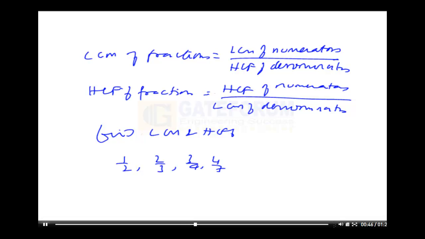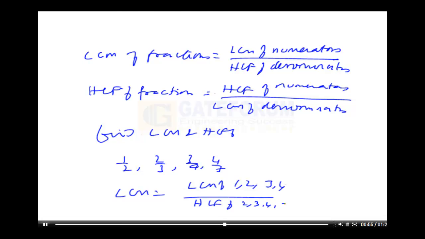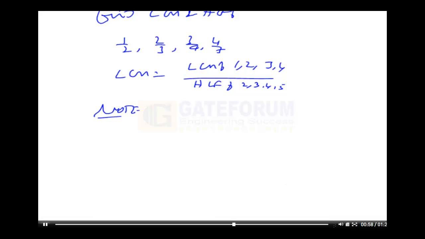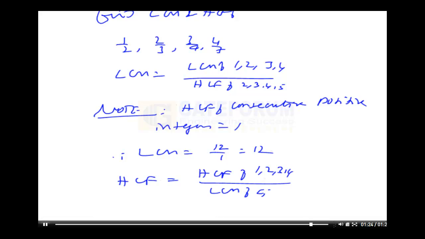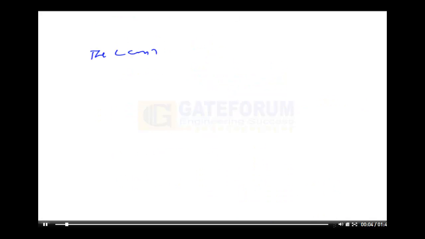4 and 4 by 5, LCM will be LCM of 1, 2, 3, 4 by HCF of 2, 3, 4, 5. You can have a note saying what? HCF of consecutive positive integers is equal to 1. Therefore, the LCM is 12 by 1, which is 12. Then HCF will be HCF of 1, 2, 3, 4 by LCM of 2, 3, 4, 5, which is 1 by 60.